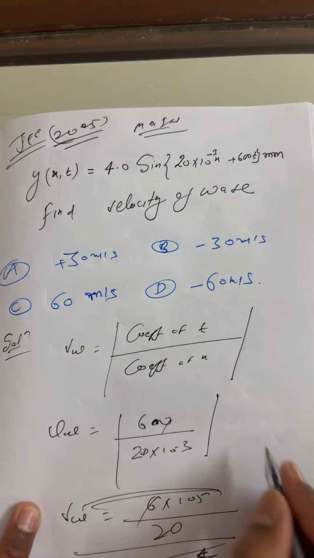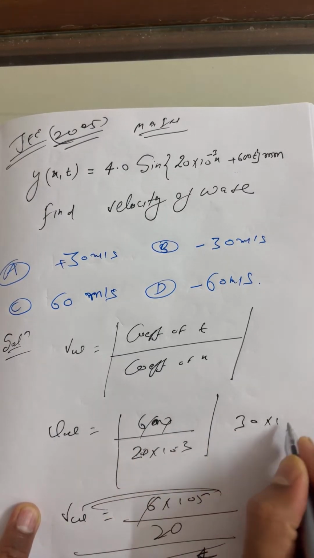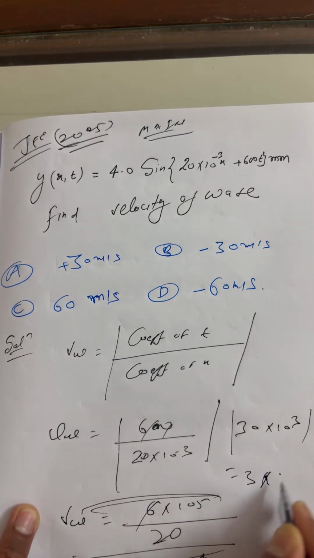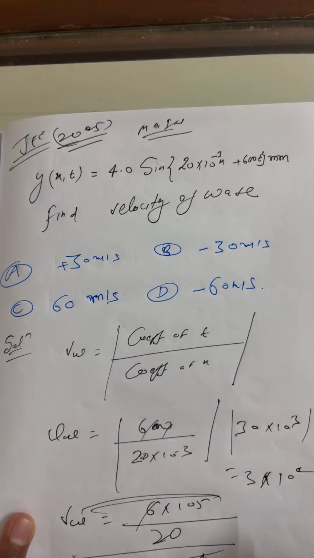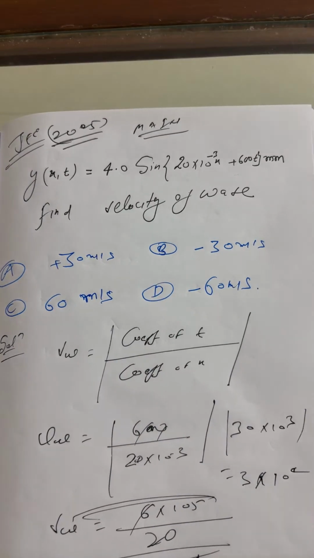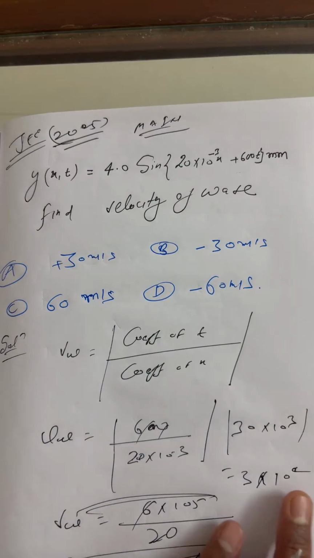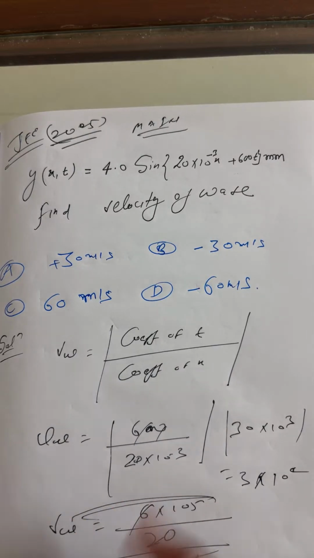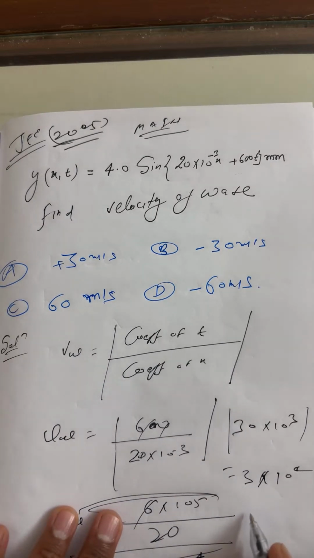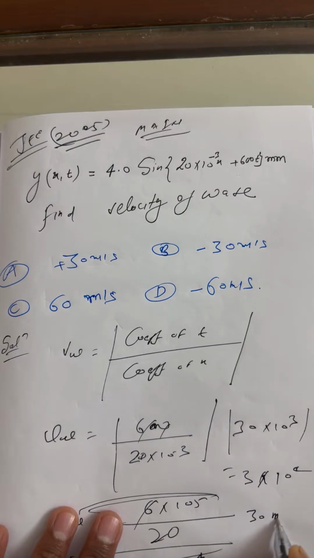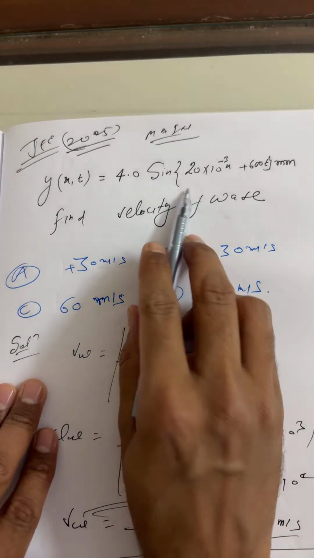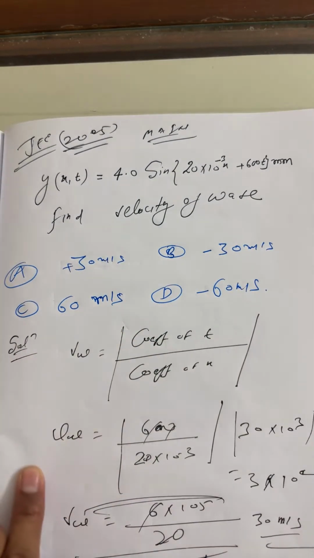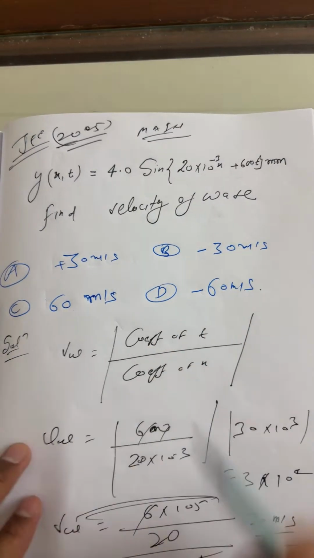So you can see one cancels here. 30 into 10 to the power 3, that is 3 into 10 to the power 4. What you are getting is in mm. The coefficient is 20 only here. So the answer we get is 30 meter per second. But what is the direction of the wave? The direction of the wave is negative x-axis. So the answer, you can support it here because options are available.